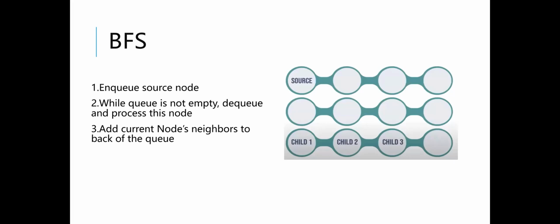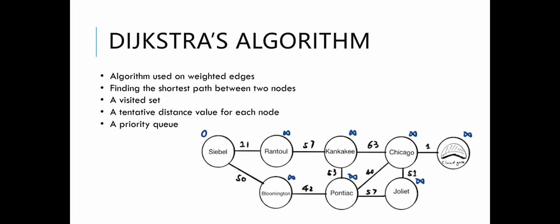Next, Suwen will talk about Dijkstra's algorithm. Okay, so now it's my turn to talk about the Dijkstra algorithm. First, the reason for us to use this algorithm is that it can be used on weighted edges to find the shortest path between two nodes, which is exactly what we need to do for this project.